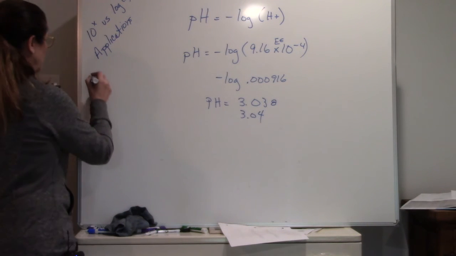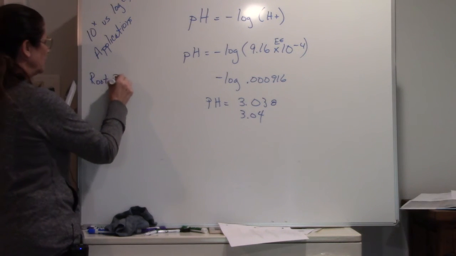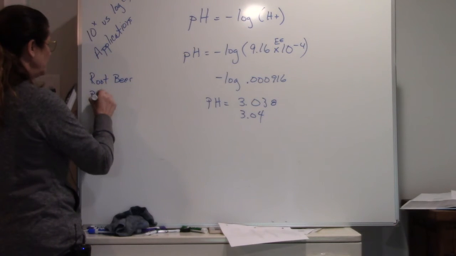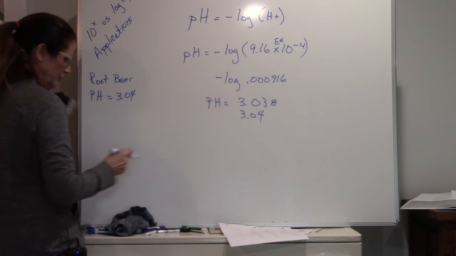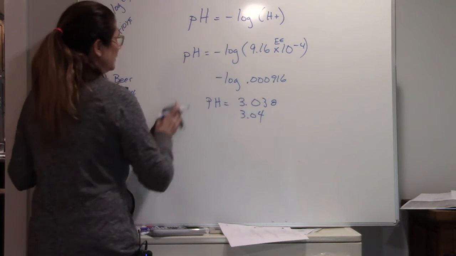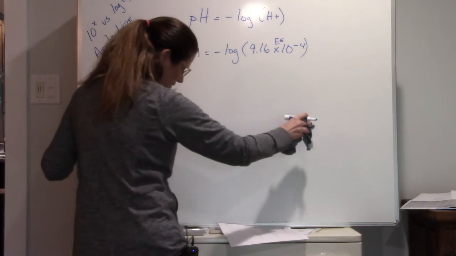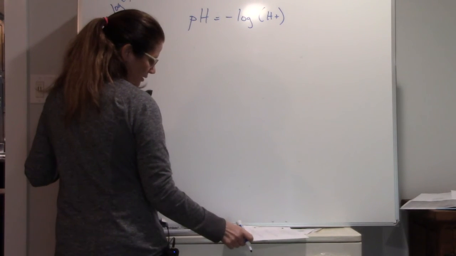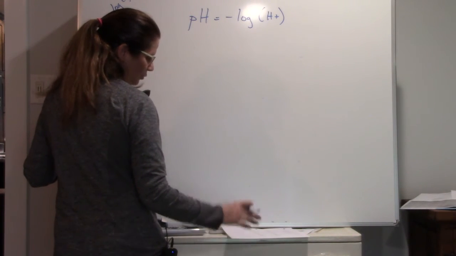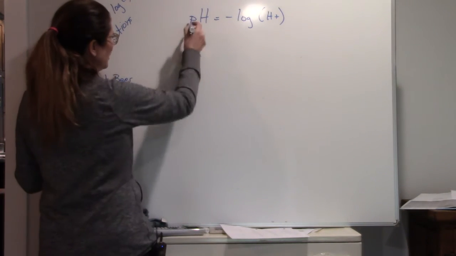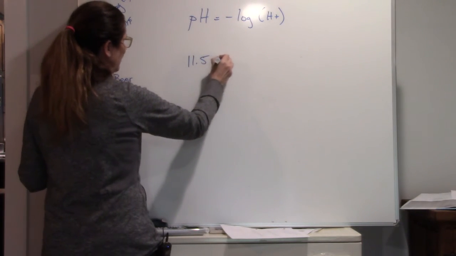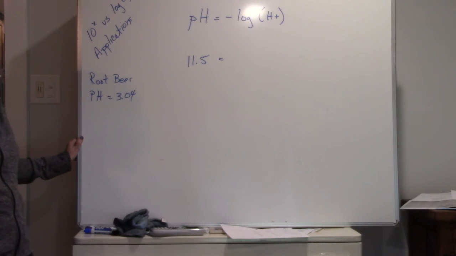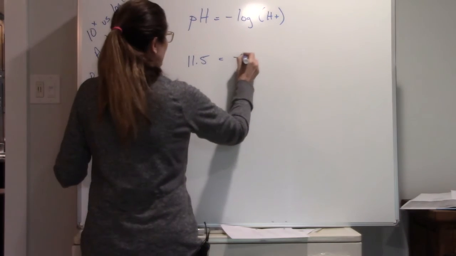So this is root beer. I'm going to write this over here because we're going to need it again. So root beer has a pH of 3.04. Okay. Then it says the pH of ammonia is about 11.5. What's the hydronium? So now they're giving us the pH value. 11.5 is higher than 7, so ammonia is pretty alkaline. It's pretty basic.